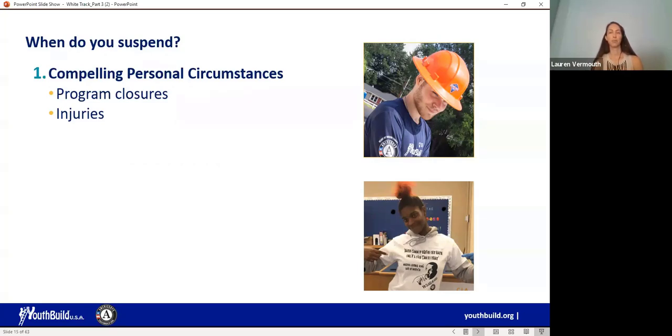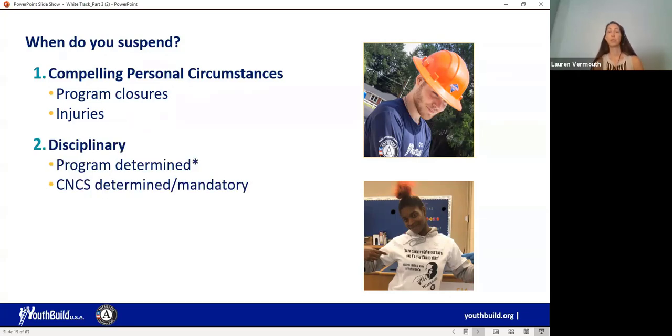That second example is more individual, right? We have an individual member who's been injured. They can't be out on the service site safely, so we're going to pause their service. I want to point out that an AmeriCorps suspension doesn't have to impact their ability to participate in other parts of your YouthBuild program. Maybe this injury prevents them from being out on that service site, but they can still be coming in and working towards that GED or high school diploma while they're suspended.